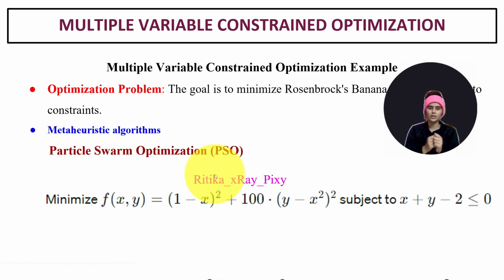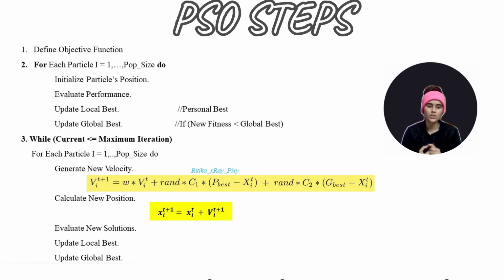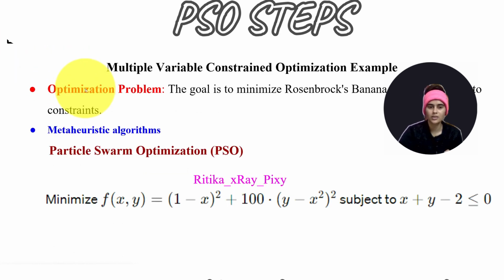So we are using the particle swarm optimization algorithm here. We have been given this function and we want to minimize it, subject to the constraint that x plus y minus 2 should be less than or equal to 0. So you can see the pseudocode for the particle swarm optimization algorithm. First we will define the objective function, that is this one.